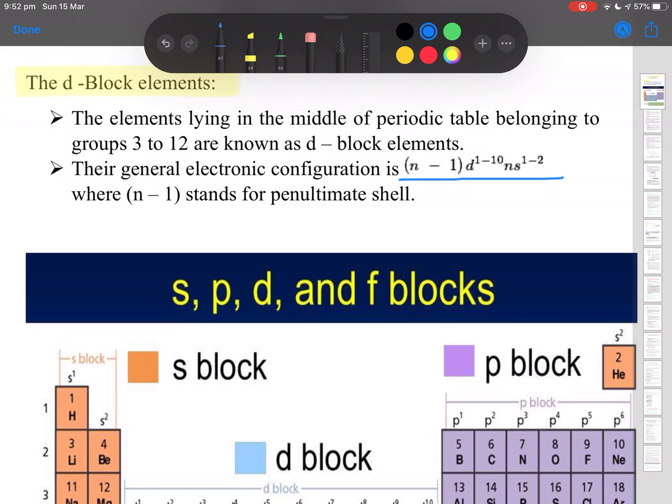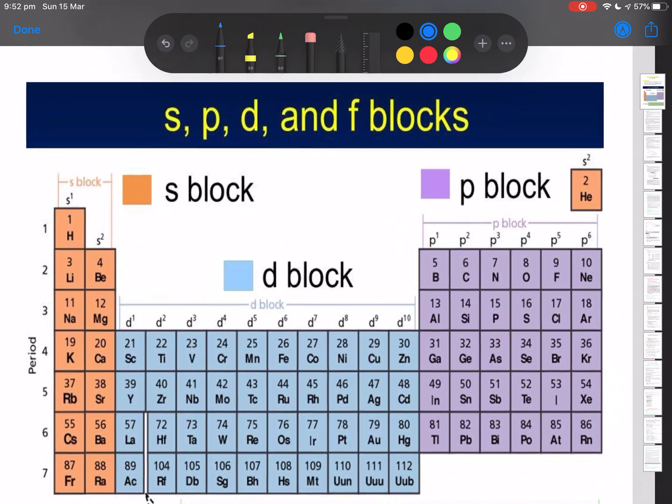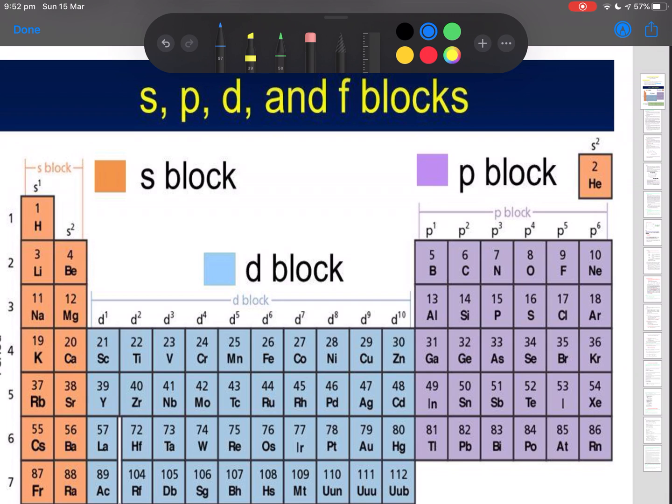In the n-1 shell you can have d electrons from 1 to 10, and that's a very special thing which all these elements have. If any one element amongst these D block elements has a complete d subshell containing 10 electrons, it is not considered a true transition element. That's a very important point. For example, in this periodic table, the group 12 elements, zinc, cadmium and mercury, all have d10 configuration. They have 10 electrons in their d subshell.